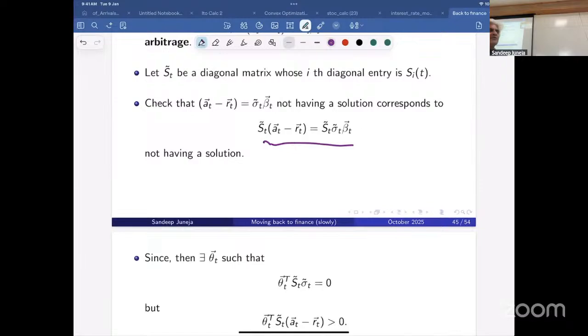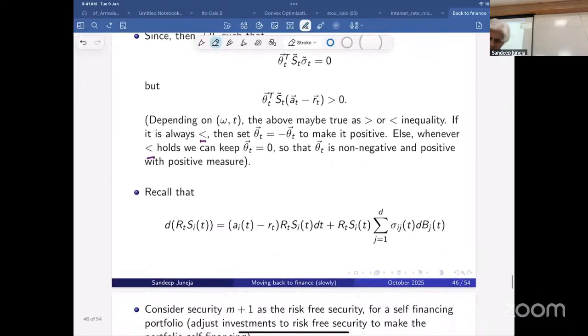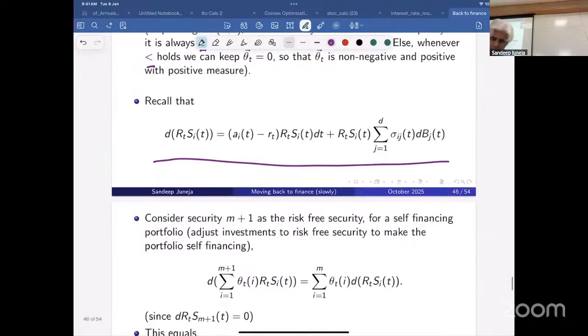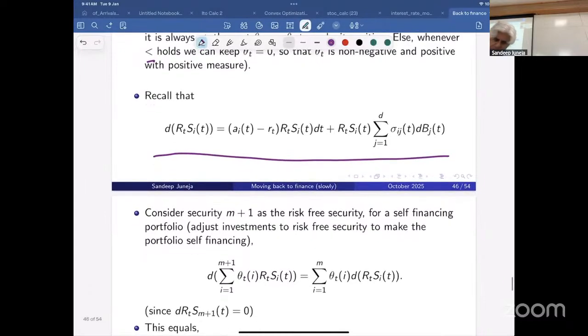That's important because I'm going to use this theta t to construct a strategy. It's not like I'm looking into the future. Theta t just depends on these quantities. That will help me construct a portfolio. So again, I have this model here of my discounted stock prices. What I'll do is consider security M+1 as the risk-free security. Remember earlier we had the risk-free security and a risky security. Now we have M risky securities and then one risk-free security.